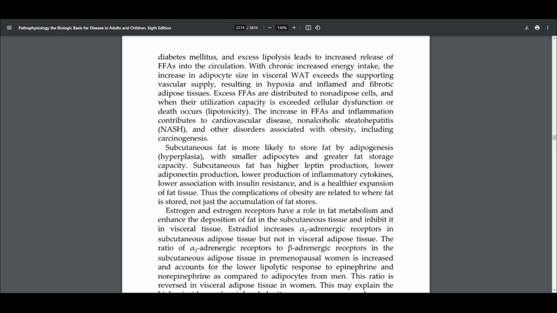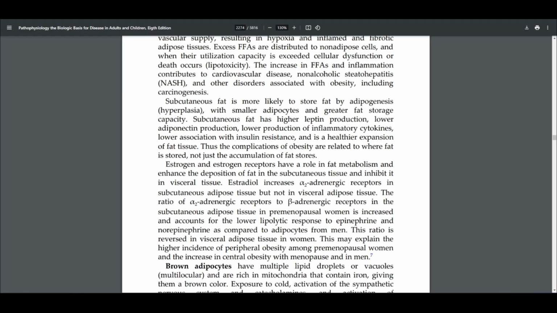Excess FFAs are distributed to non-adipose cells, and when their utilization capacity is exceeded, cellular dysfunction or death can occur. Your lipotoxicity, for instance. The increase in FFAs and inflammation contribute to cardiovascular disease, non-alcoholic steatohepatitis, and other disorders associated with obesity, including carcinogenesis.